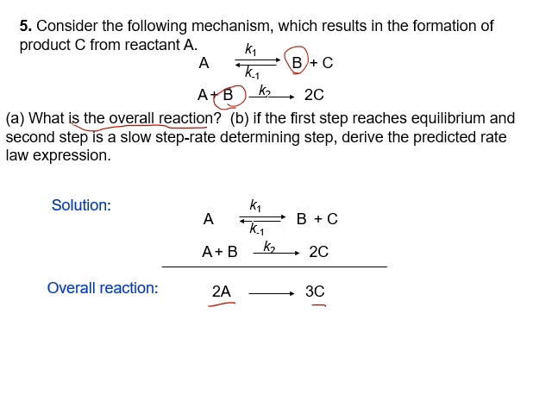In part B, if the first step reaches equilibrium, and the second step is the slow rate determining step, derive the predicted rate law. So this is asked to use the pre-equilibrium approximation, okay, where this is in equilibrium, to derive rate law. So we are going to do it in the next slides.